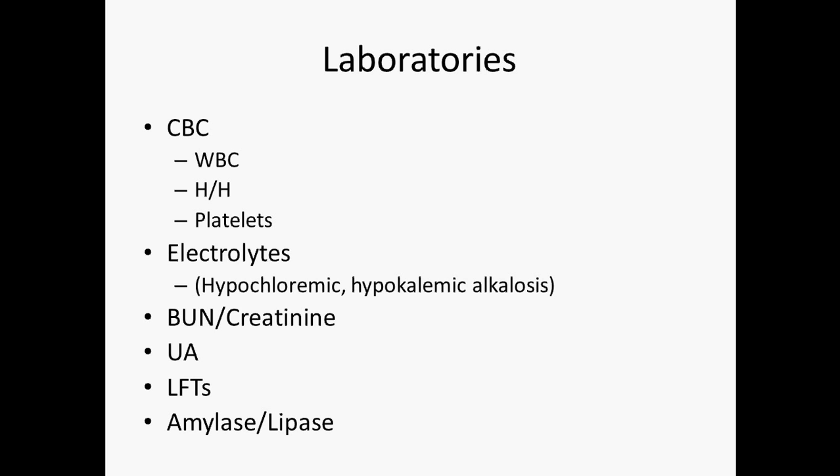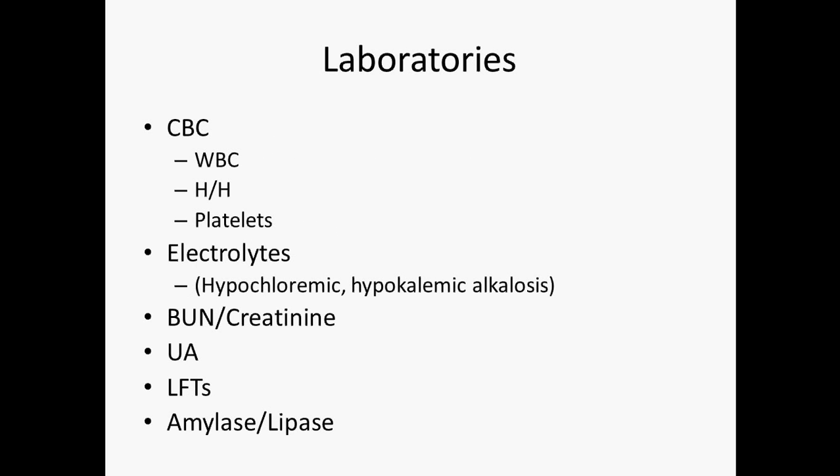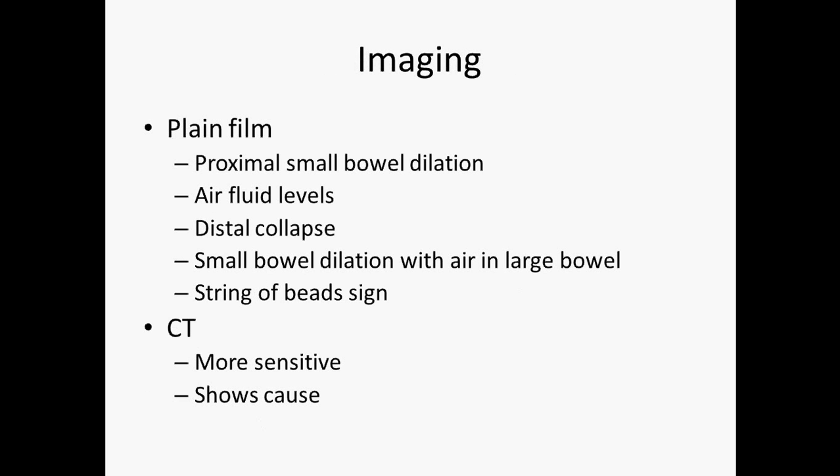The hypokalemia is a metabolic reaction to the alkalotic state, where the kidneys start getting rid of potassium in order to keep hydrogen ions. You also want to do a BUN, creatinine, urinalysis, liver function tests, amylase and lipase. These mostly can help us rule out other causes of bowel problems or other causes of abdominal pain that might be on the differential diagnosis list.